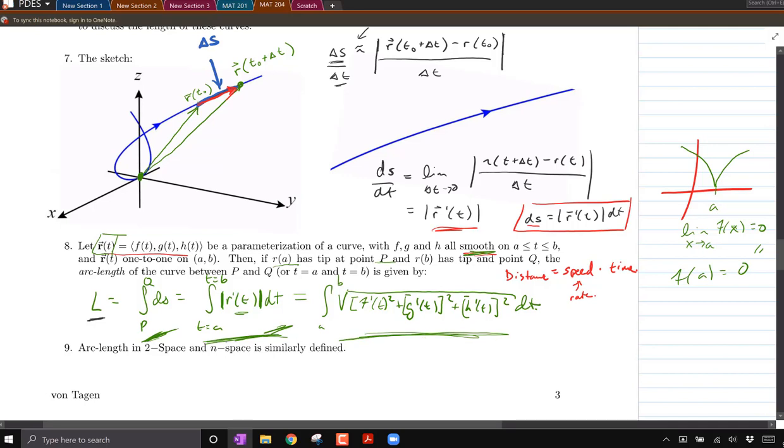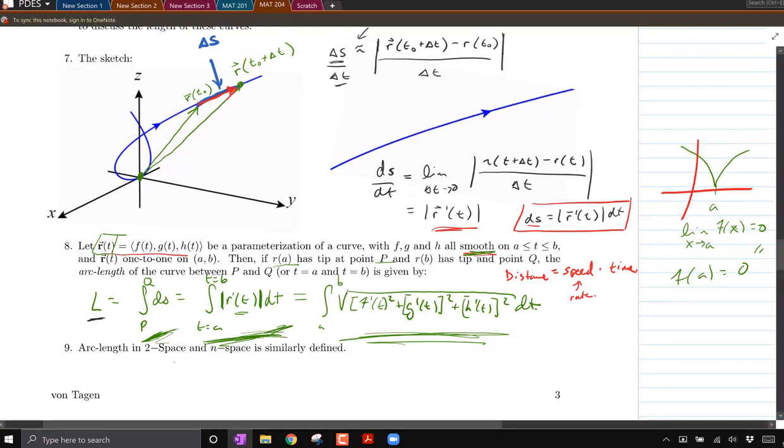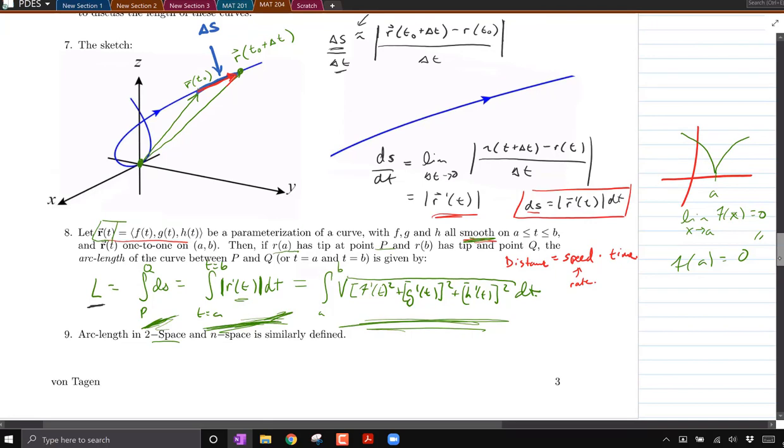So one thing you're going to want to practice doing in this class is swapping back and forth between these three different viewpoints of the ways we can represent arc length. Okay? By the way, I did this all for 3 space. You could redo the same thing for 2 space, where you would only have 2 component functions, or you could do it for n space. The formula for arc length is the same in higher dimensions, you'd just have more component functions. Great.